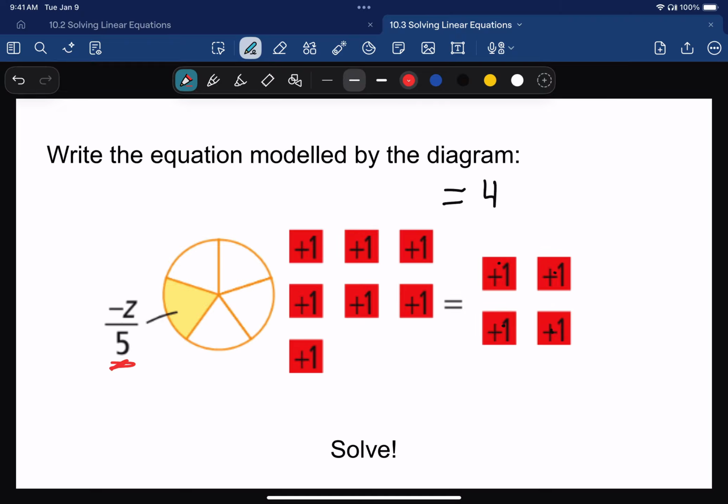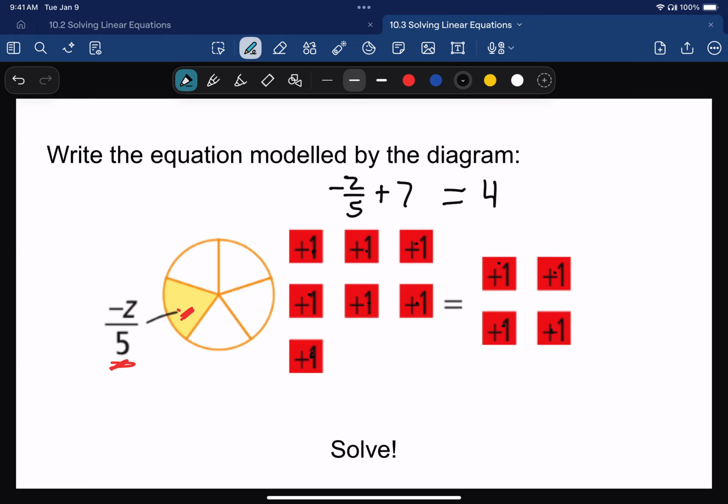So that's what this shaded-in spot is representing. That's easy enough to write out here: negative z divided by 5. Okay, and we have 1, 2, 3, 4, 5, 6, 7, plus 7. So that's how we write out this equation, okay?